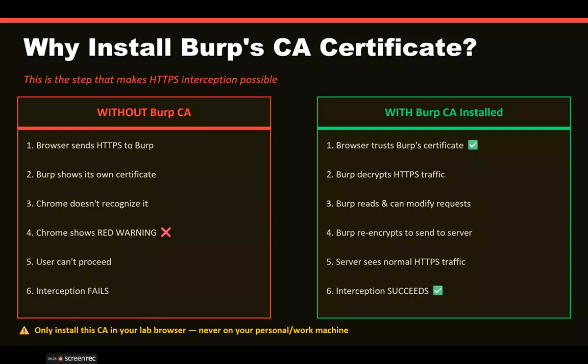With the CA installed, Chrome trusts Burp's certificate so Burp can decrypt the HTTPS, read and modify the request, then re-encrypt it before sending it to the server, which just sees normal traffic. One warning: only install this certificate in your lab browser, never on your personal or work machine.